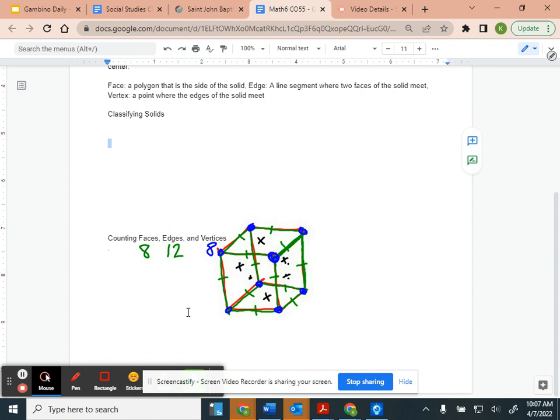So when you're given your solid, and they have some interesting looking solids, you're going to have to count your faces, the sides, count the edges, the lines, count the vertices, the corners. They might give you something. Oh my, I don't know if I can freehand this shape. Let's see, this is a hexagonal prism.